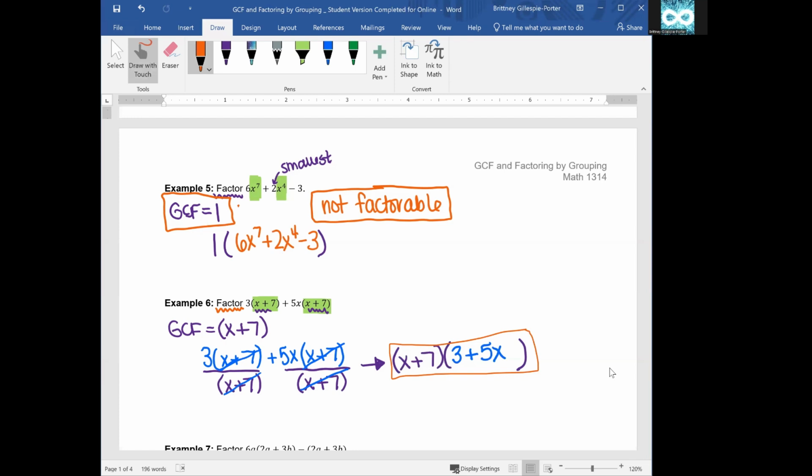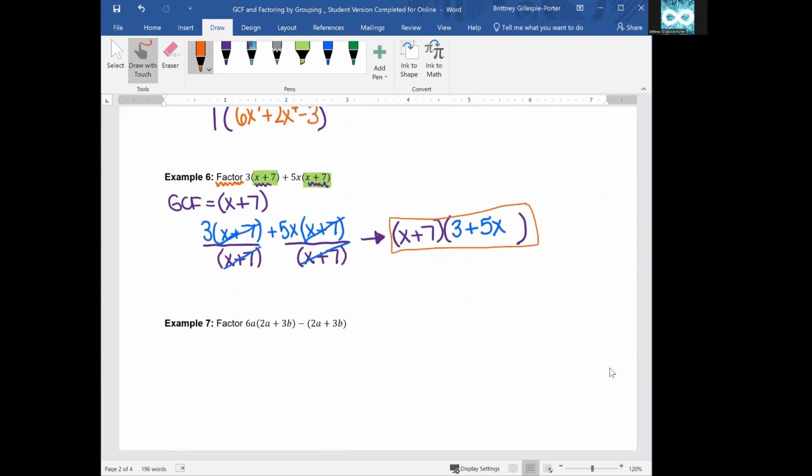Let's try one more like that. We have 6a times 2a plus 3b minus 2a plus 3b. And if you notice, we have parentheses showing up in both terms. So we're going to have a GCF of 2a plus 3b, what's in those parentheses.